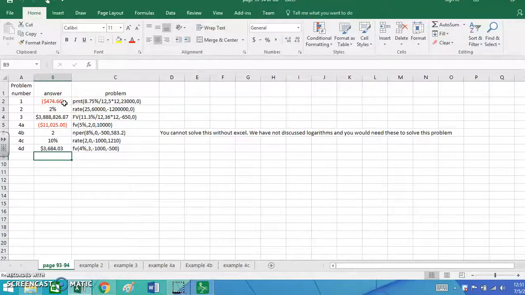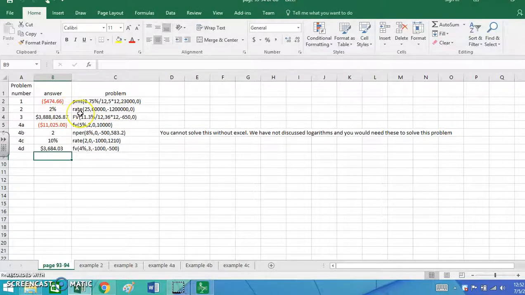$474.66. So I want you to pay attention to the fact that it's red and it's in parentheses. So it means it is a payment that is going to the bank. It's going out of your possession, so it's technically a negative value. It's leaving your possession. So if you make a payment to the bank, it's money that you lose, that the bank gains. Okay? So that's why it's coming up as negative.